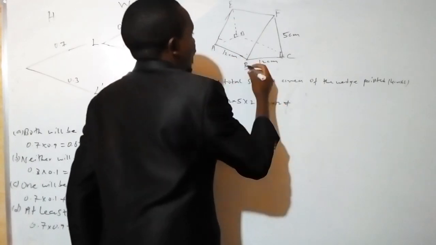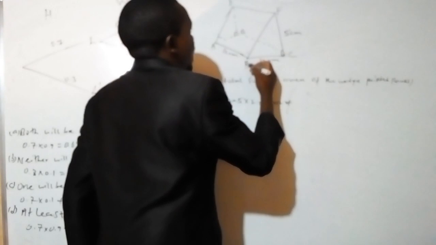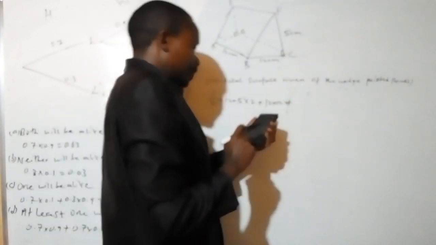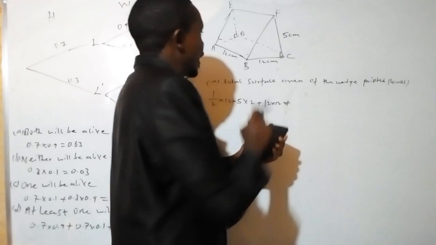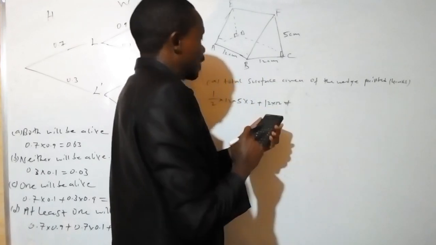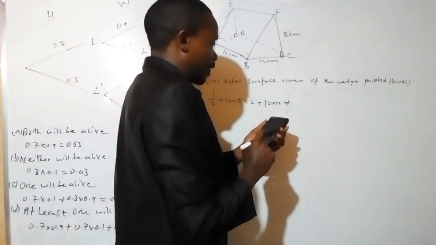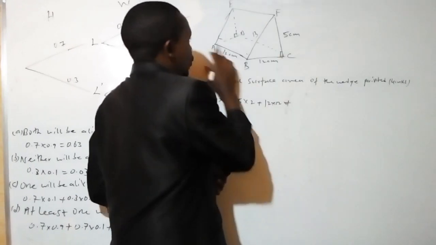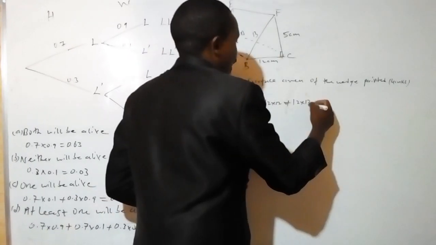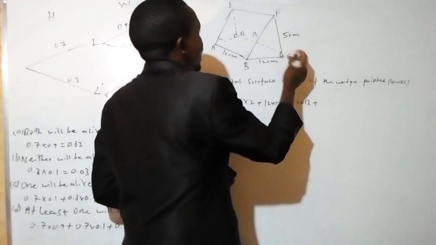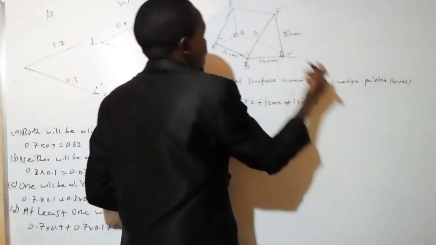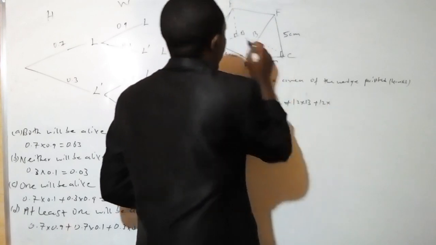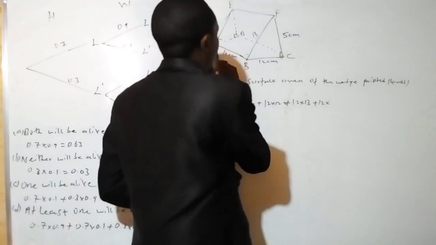Plus this face here, 12 times BF, but we don't have BF. We can use Pythagoras theorem. We say 12 squared plus 5 squared, and 5 squared is 25. Square root of the answer is supposed to be 13. So 12 times 13, then plus face CFED, which is 12 times 5, because DC is equal to AB, and that is 60.